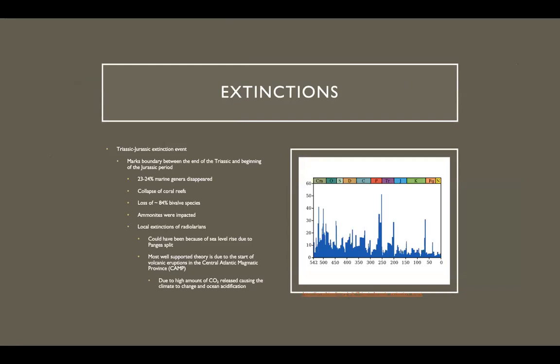So the extinctions that occurred during the Jurassic period. The Triassic-Jurassic extinction event marks the boundary between the end of the Triassic and the beginning of the Jurassic period, with 23 to 24% of marine genera disappearing.